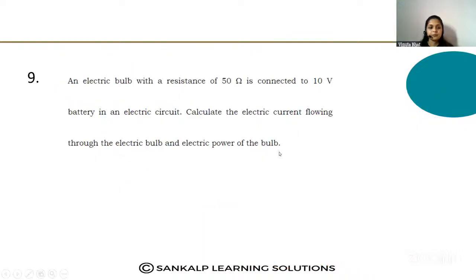Next question. An electric bulb with resistance of 50 ohm is connected to a 10 volt battery in an electric circuit. Calculate the electric current flowing through the electric bulb and the electric power of the bulb.